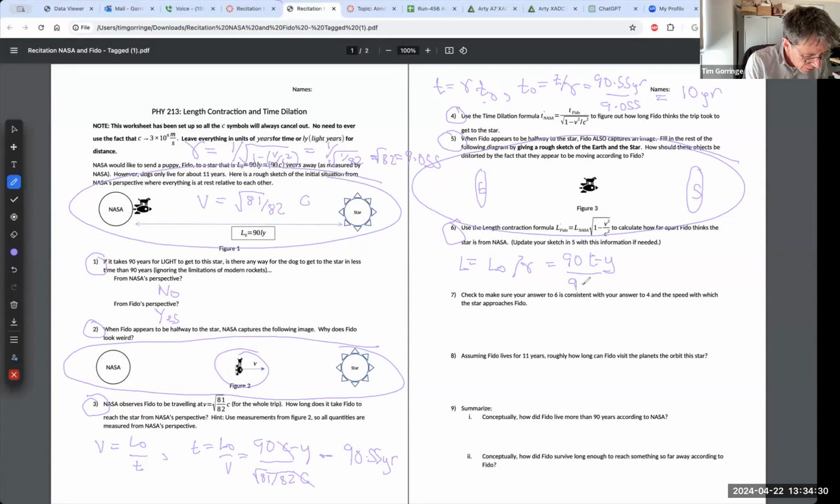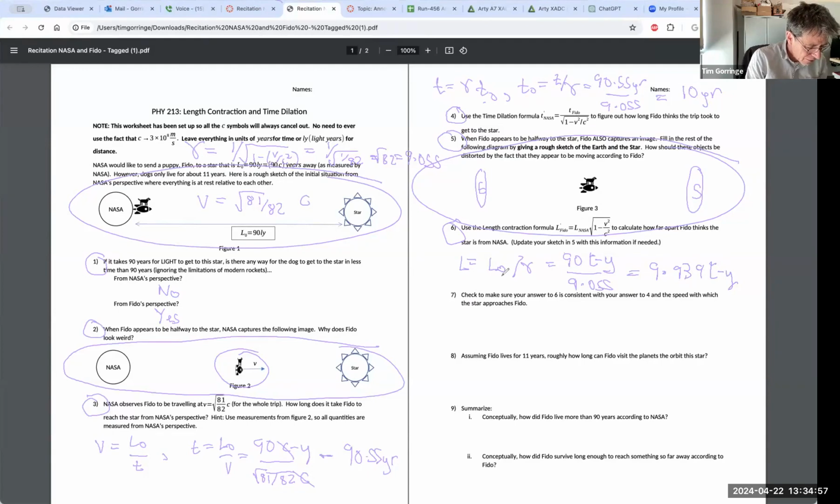That was 9.055. It's just a number, it has no units. And then if I carry out that calculation, I get a distance of 9.939 light years. You see here, the units of the distance L are going to be just the units, obviously, of the distance L naught, because the gamma factor is dimensionless. So we start with a proper distance of 90 light years. We end up with a contracted distance, almost 10, a factor of 10 contraction.